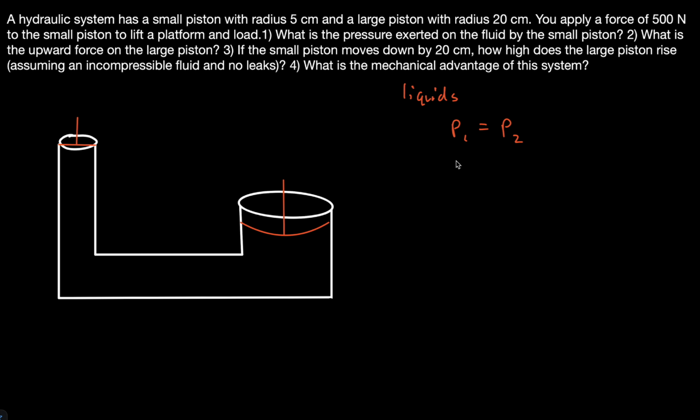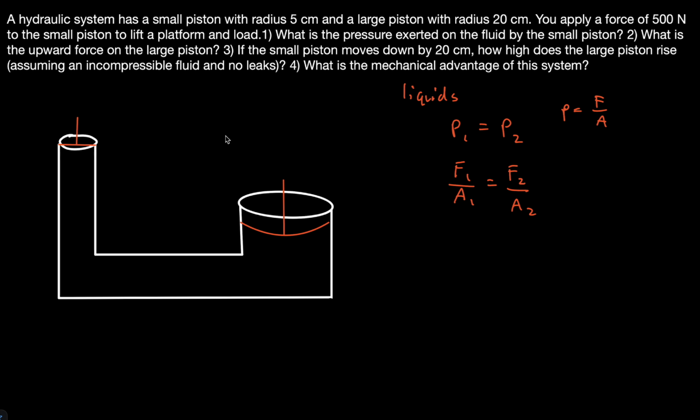And since we also know that in general pressure equals force over area, we can devise the equation that the force of this small piston over its area is going to equal the force of this large piston over the area of that large piston. So this is actually going to be a very important equation that we need in order to find the force that is exerted from that large piston, since we're talking about the small piston pushing down, and vice versa. So let's actually start with our first part of this question.